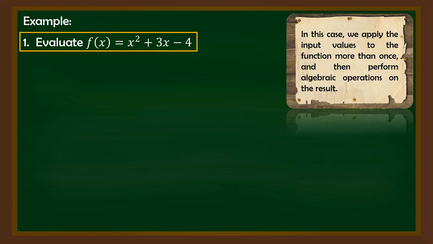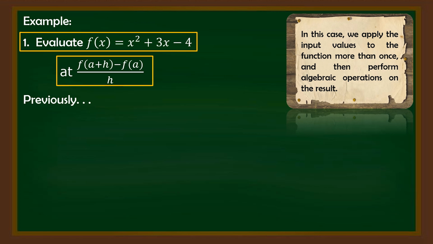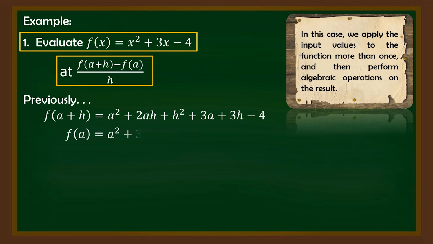Consider this example. Evaluate f of x is equal to x squared plus 3x minus 4 at f of a plus h minus f of a all over h. Previously, we already solved f of a plus h is equal to a squared plus 2ah plus h squared plus 3a plus 3h minus 4, as well as f of a is equal to a squared plus 3a minus 4. By that, we just simply substitute it to the function.